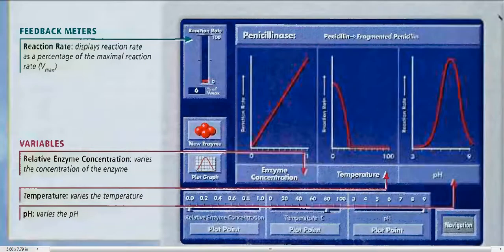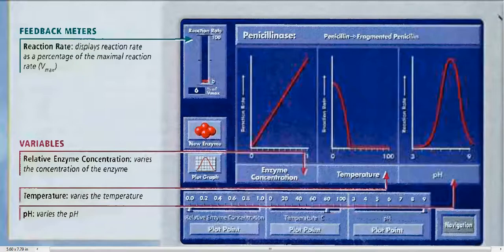Part B, lysozyme activity. 16. Click the new enzyme button until lysozyme appears at the top of the screen. 17. Repeat steps 2 through 15 for the enzyme lysozyme, completing Table A and Table B. Analysis and conclusions. 1. What is the optimal temperature for each enzyme? What is the optimal pH for each enzyme?